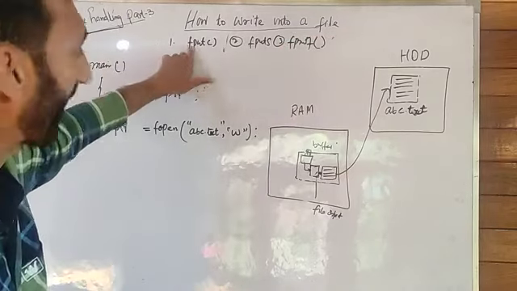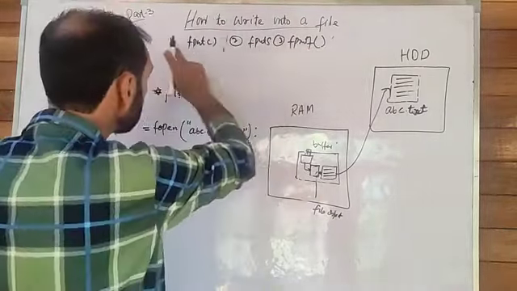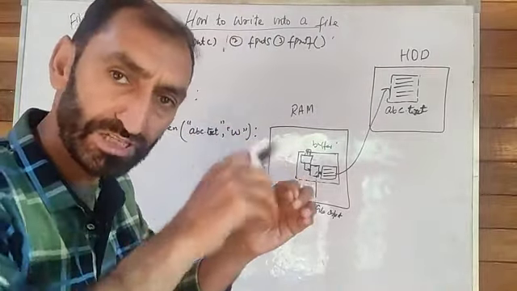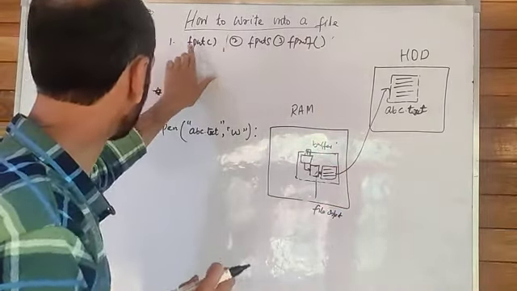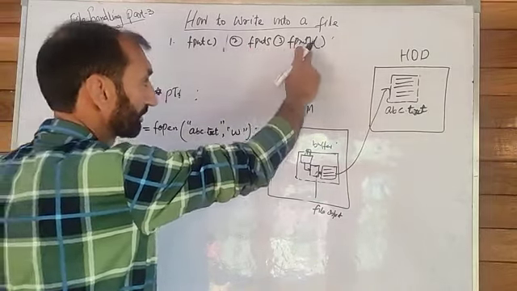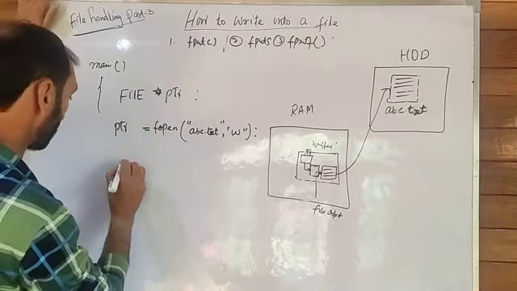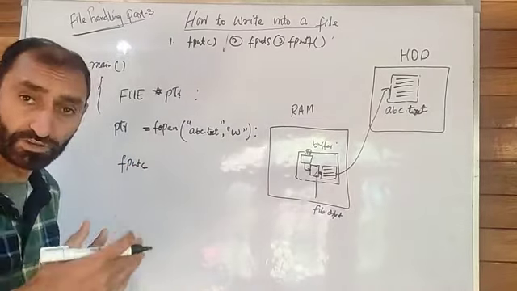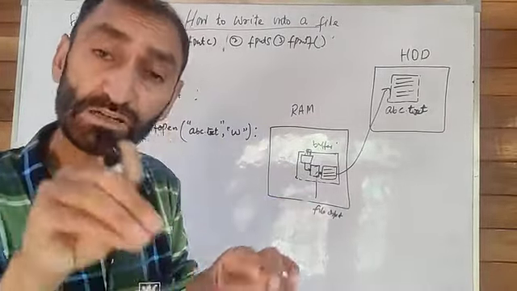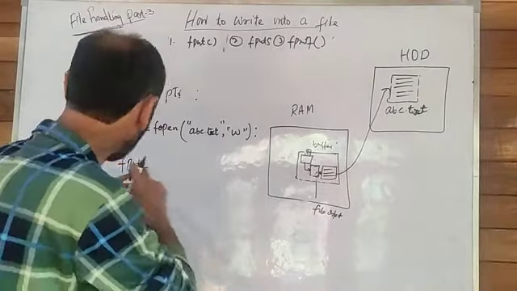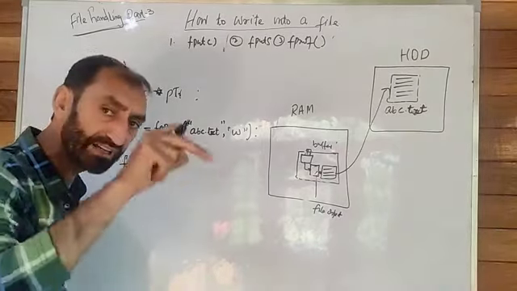These are the 3 different file functions: fputc, fputs, fprintf. These functions can be used to write something into files. Now, what does fputc do, and what does fprintf do? For example, here I can write fputc. If we want to write a single character to a file, we can use fputc. That means fputc is a file function which is used to write a single character to a file.